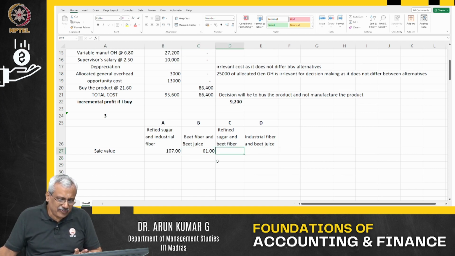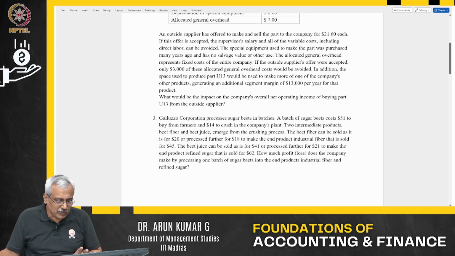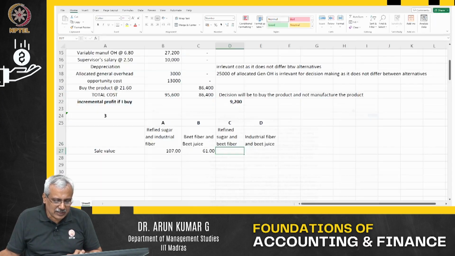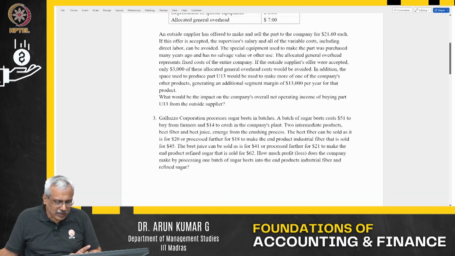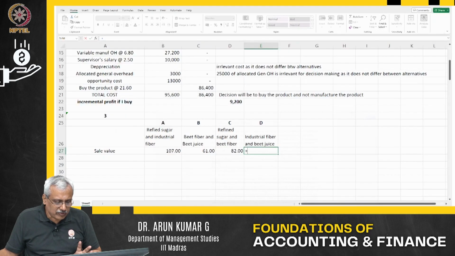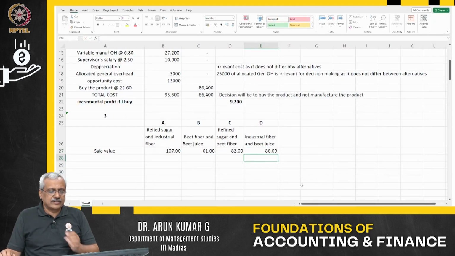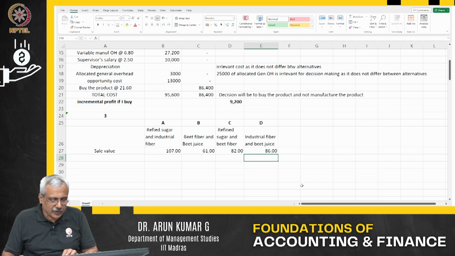Next, refined sugar and beet fiber is what we are looking at. Beet fiber we know is $20, refined sugar is $62, so 20 plus 62 is what I can sell it for. Industrial fiber and beet juice, let us go back again. Industrial fiber is 45, beet juice can be sold at 41. So 45 plus 41, that is about $86, is the sale value.